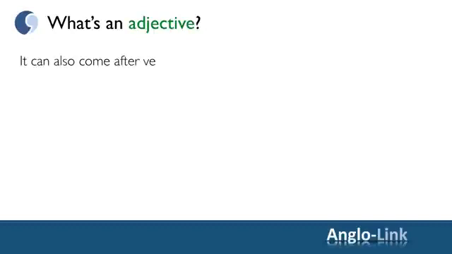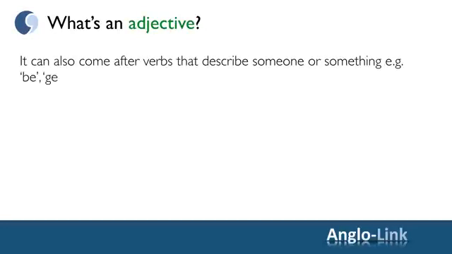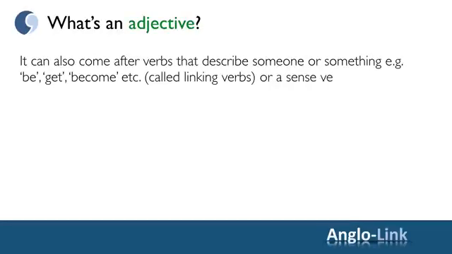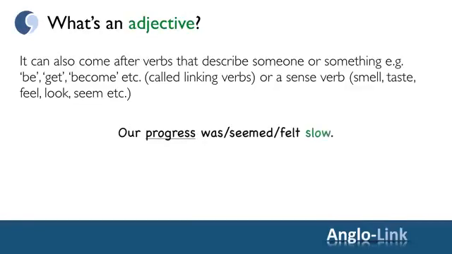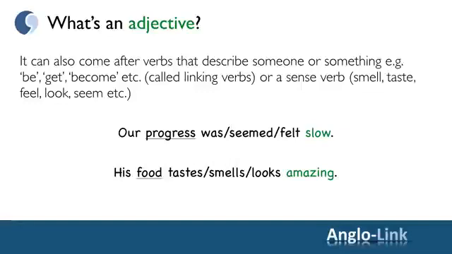But an adjective can also come after verbs that describe someone or something. For example, be, get, become, etc. These verbs are called linking verbs. Also, after a sense verb like smell, taste, feel, look, seem, etc. For example, our progress was slow. Our progress seemed slow. Our progress felt slow. Or with sense verbs, for example, his food tastes amazing. His food smells amazing. It looks amazing.